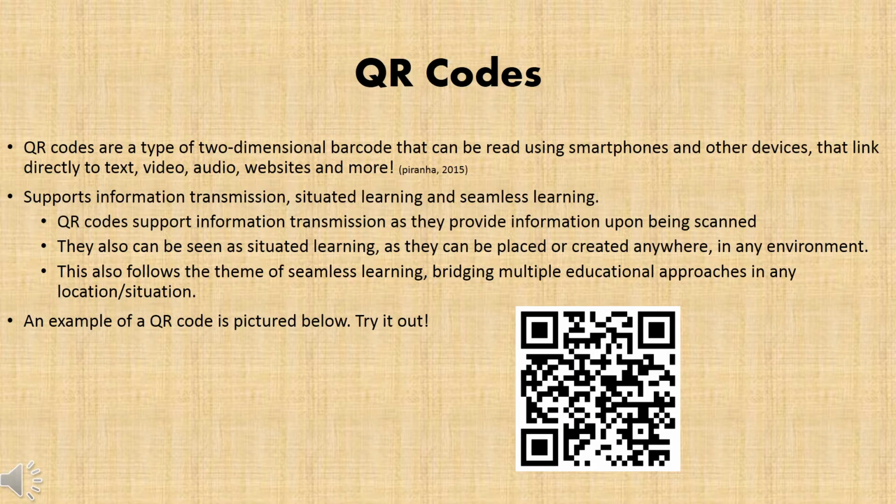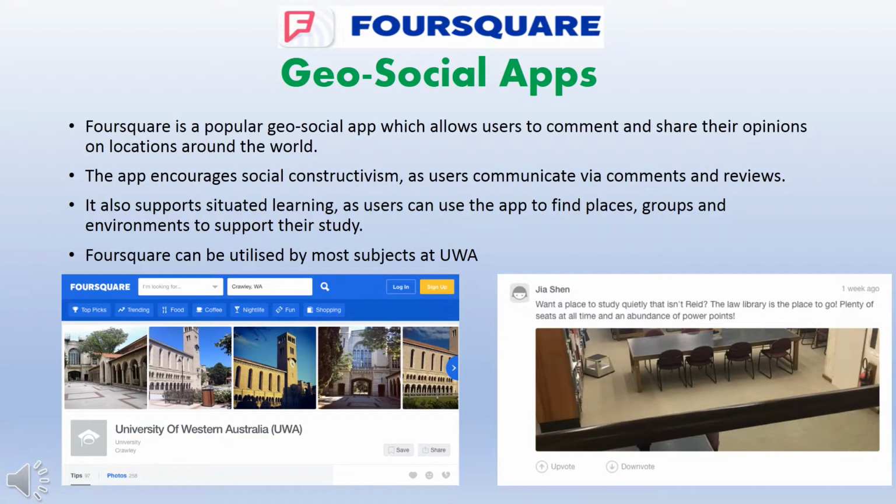QR codes are a type of barcode that can be read using smartphones and other devices that link directly to text, video, audio, websites, and more. QR codes are supported by information transmission, situated learning, and seamless learning. An example of a QR code is pictured below. Please try it out.